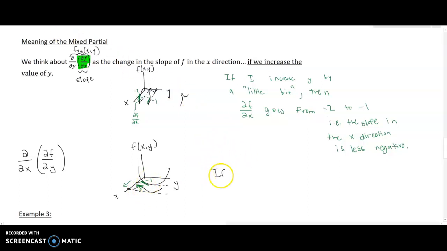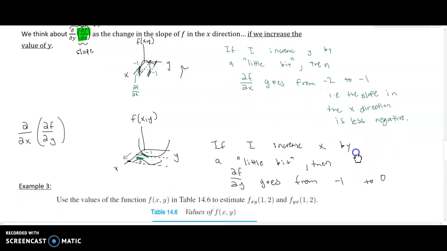Well, if I increase x by a little bit, again, what does it mean little bit? We mean something infinitesimally small. Then the slope in the y direction, df dy, goes from -1 to 0. So that means that the slope in the y direction is less negative again. So I won't write that, but i.e. the slope in the y direction is less negative.